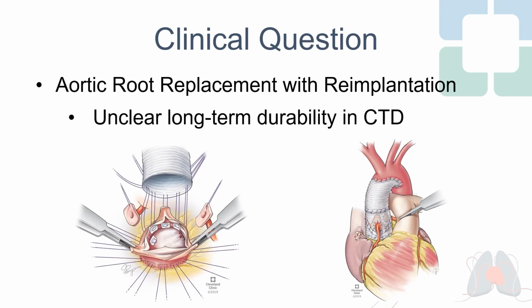All right, so the next topic I'm going to cover is looking at reimplantation operations long-term in patients with connective tissue disorders. So here are the sutures with pledgets in the left ventricular outflow tract. The aortic valve's been freed up. It's going to be placed into this tube graft, a Dacron polyester tube, and then the coronary artery buttons are going to be attached to the side.